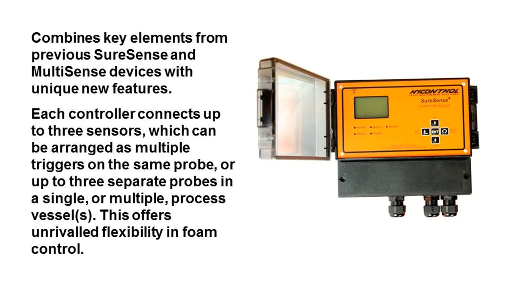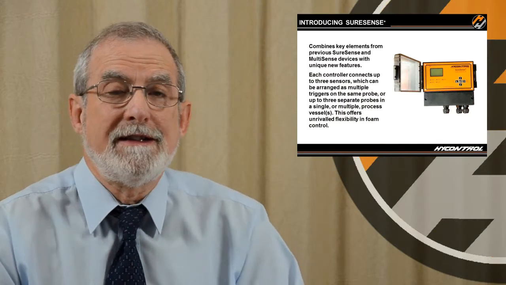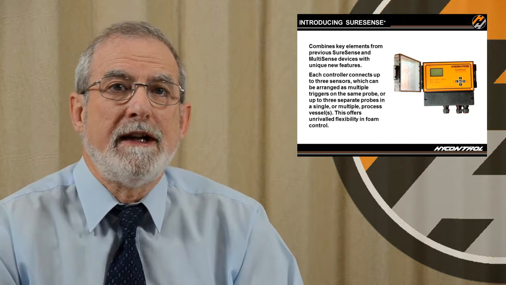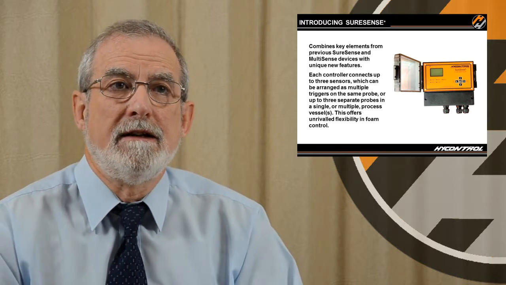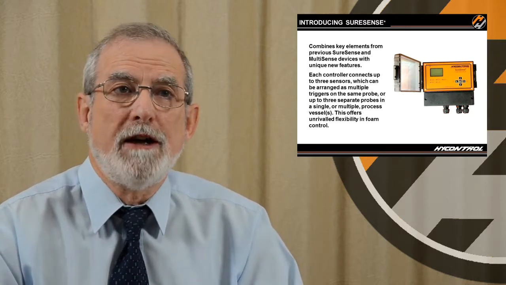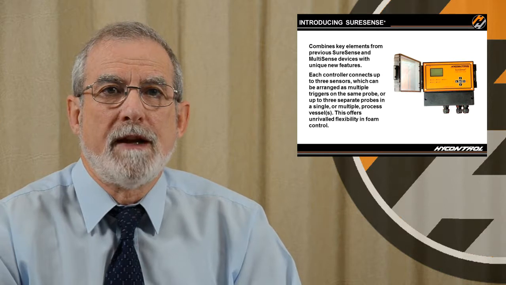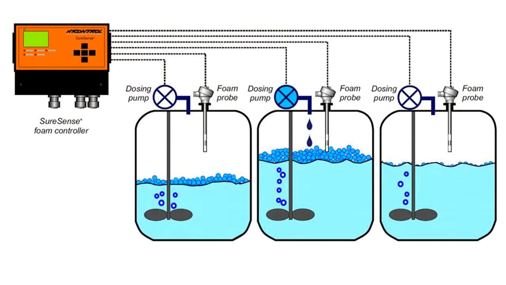So here's a controller. This is a controller that we call SureSense Plus, our main device that we use for controlling foam, and we can connect a probe to it to actually create a foam control system. We've incorporated in this device all the best features from our previous controllers. This particular controller can connect up to 3 sensors, so it's quite an advanced device. It has a number of outputs, and we can control up to 3 different processes at the same time, or we can do multiple measurements within one process. So this gives a great deal of flexibility in terms of control.